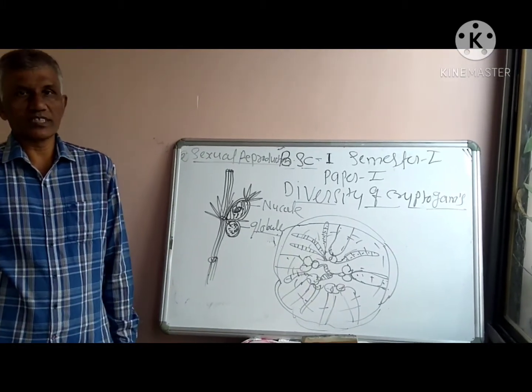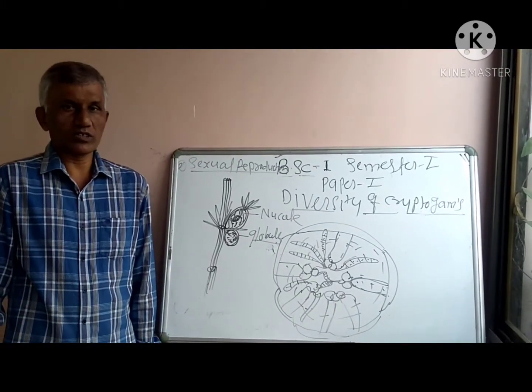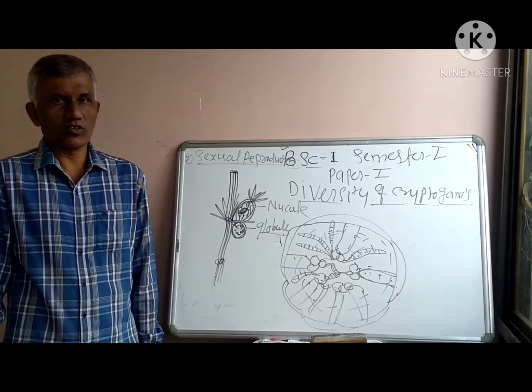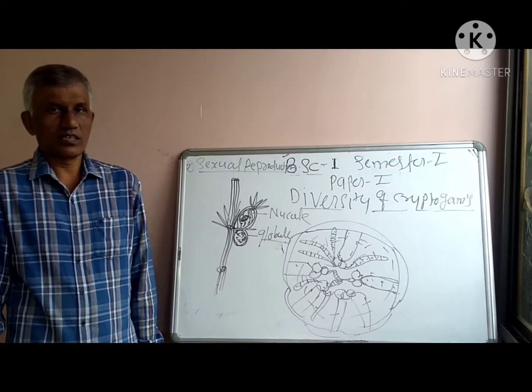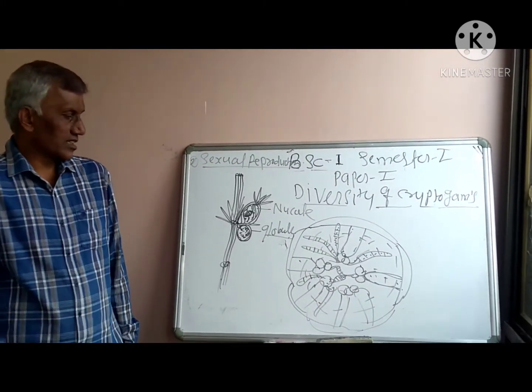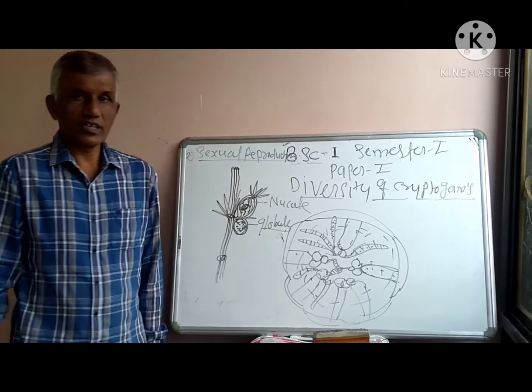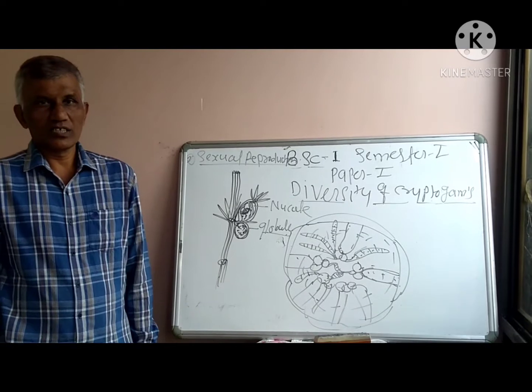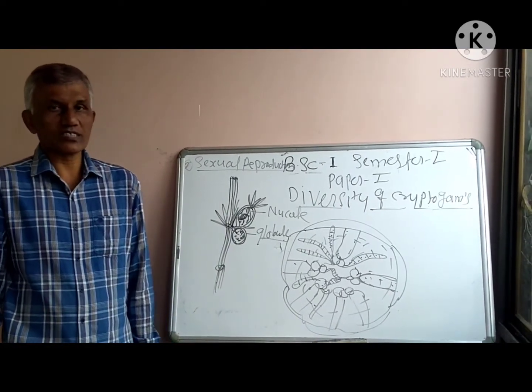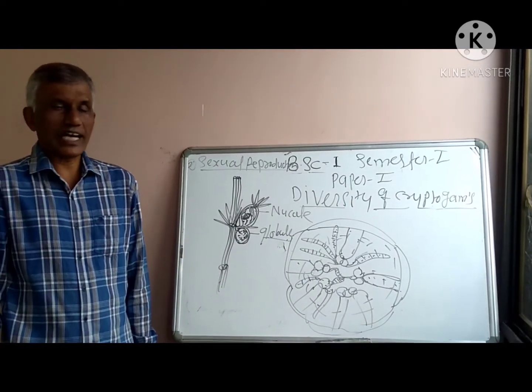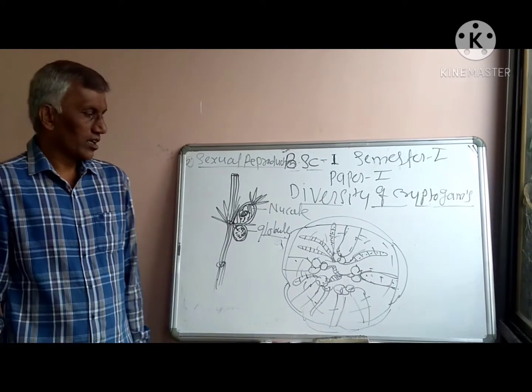Yesterday we have seen the thallus structure of Chara. What are the different parts of the thallus of Chara? A single cell structure at the nodal region, a single cell structure of the internodal cell. So details regarding all these things we have studied yesterday.